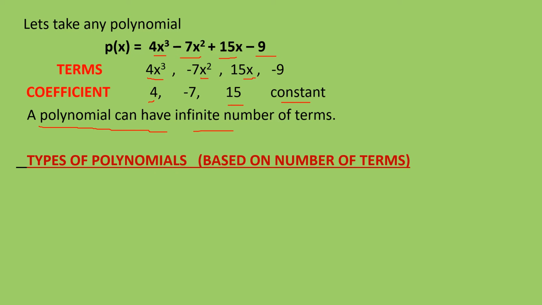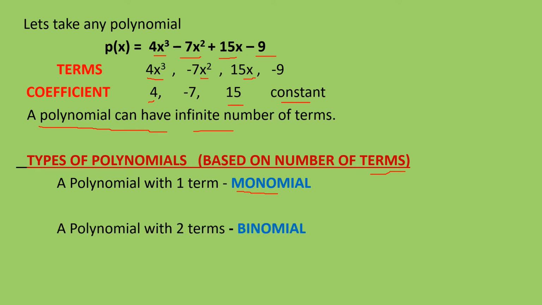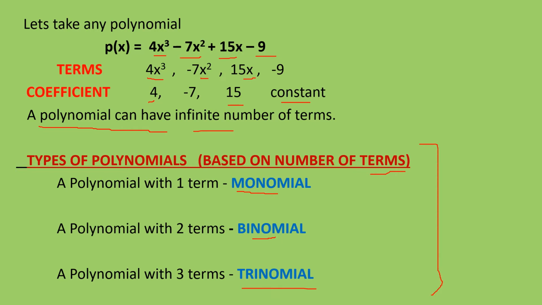Now, types of polynomials. Now we will discuss the different types of polynomials, and that too based on number of terms. So we have first a polynomial with one term. If in a polynomial we have only one term, that polynomial is known as monomial. Mono means one. A polynomial with two terms. If in the polynomial there are only two terms, then it is a binomial. And a polynomial with three terms is called trinomial. So this is the classification of polynomials based on the number of terms.